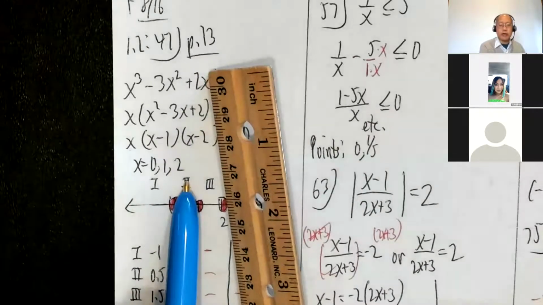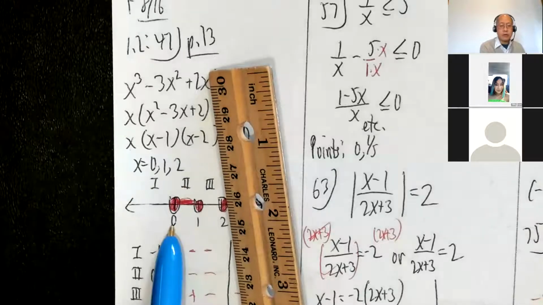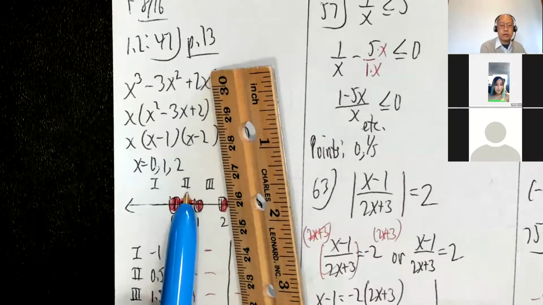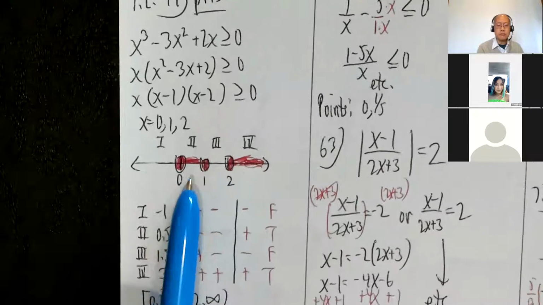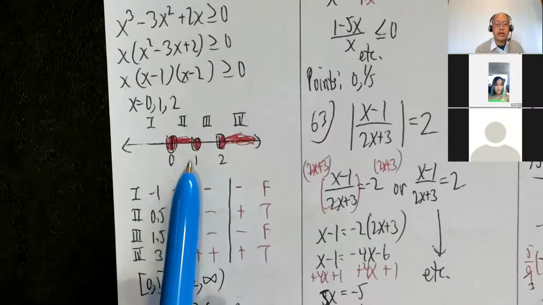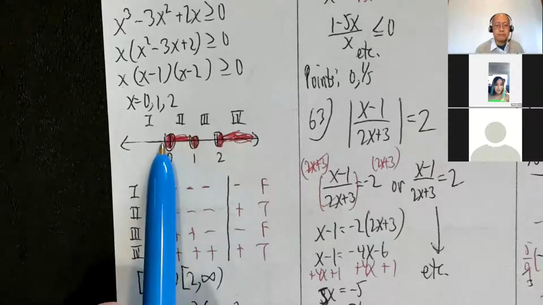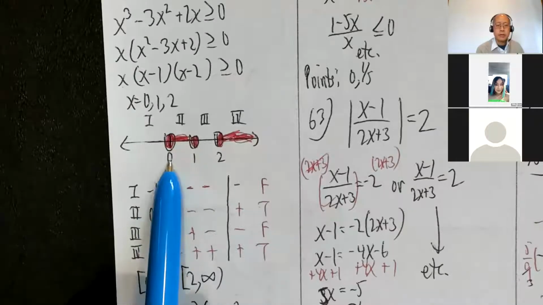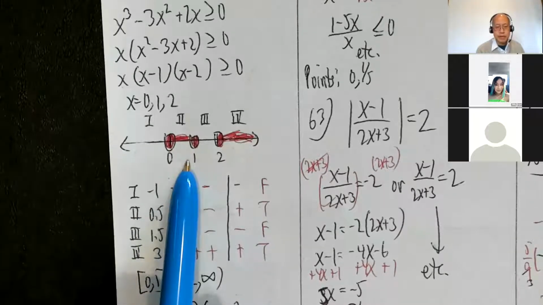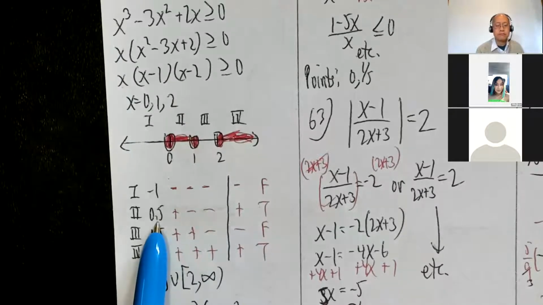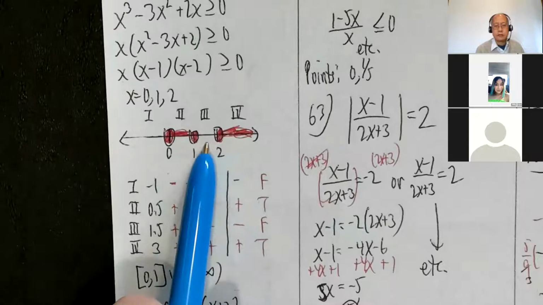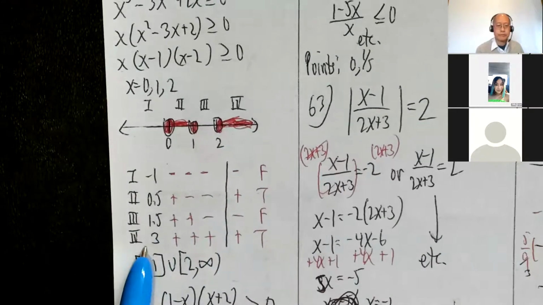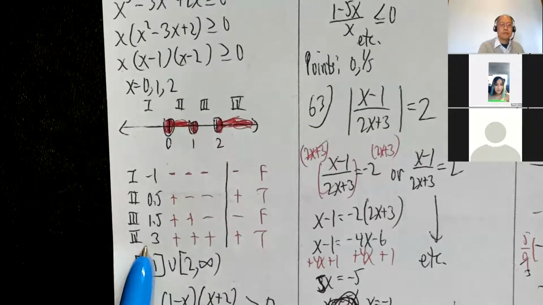And this time it looks like I have 4 regions. Stuff to the left of 0. Stuff between 0 and 1. Stuff between 1 and 2. And stuff greater than 2. So I pick a number in each region. Smaller than 0, -1. Here, well, half, 0.5. Region 3, well, 1.5. Region 4, 3. Plug in.